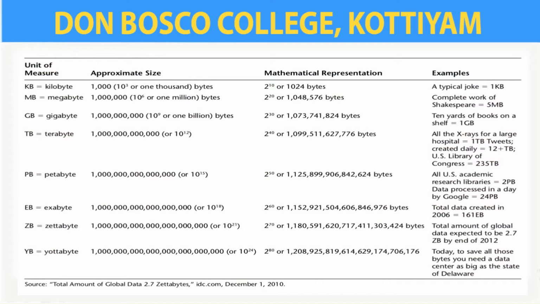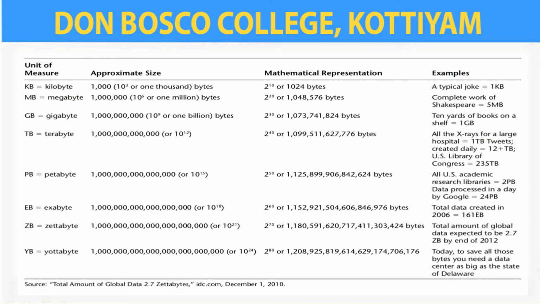KB means kilobytes. Its approximate size is 1000 bytes, and its mathematical representation is 2 raised to 10, or 1024 bytes. Above the kilobyte, the next is the megabyte, represented as MB. Its approximate size is 1000 raised to 2 bytes, and its mathematical representation is 2 raised to 20. Then the next is the gigabyte.